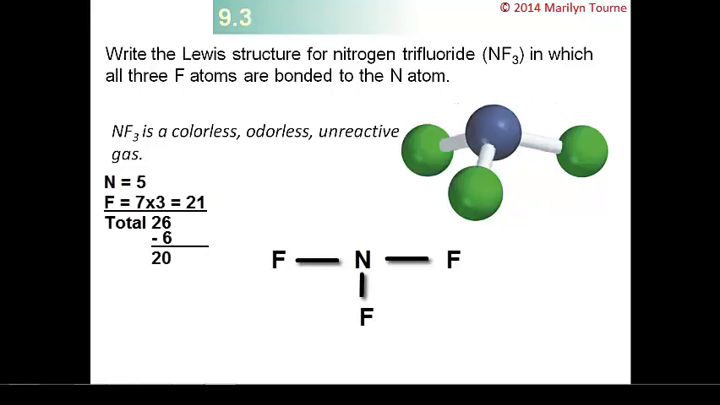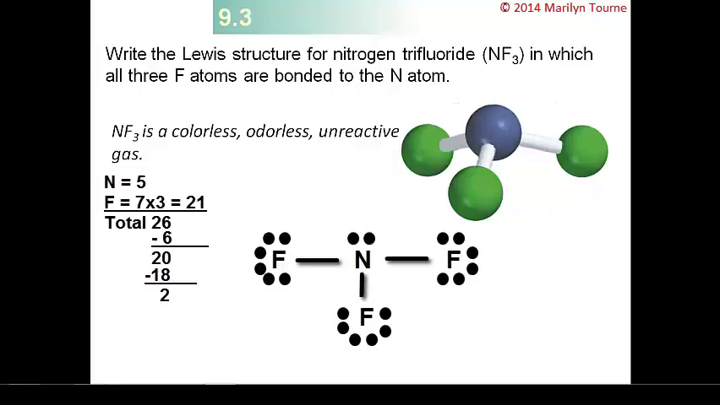The next thing you would do is complete their octets. So you would have 2, 4, 6, 2, 4, 6, and 2, 4, 6 for each of the fluorines. So the fluorines are good, and if you add all those electrons that you just put down, that's a total of 18. So you have 2 more electrons to put down, and if you notice, nitrogen does not have a complete octet, it only has 6. So you need to put those 2 valence electrons on nitrogen. If you count all of those electrons up, you'll see that you've accounted for 26 valence electrons.